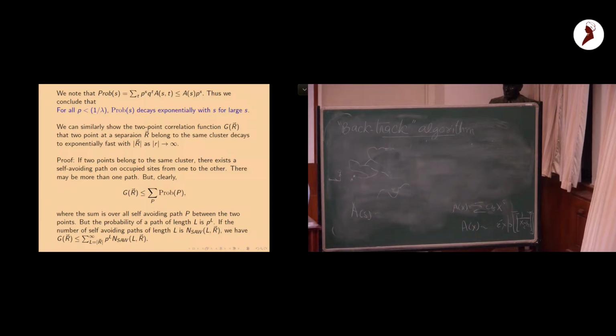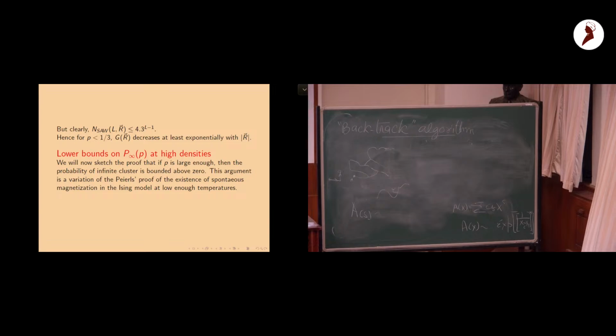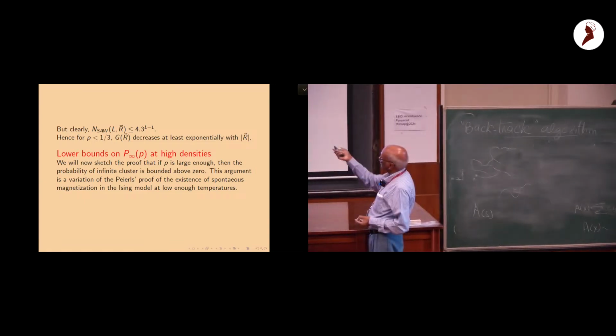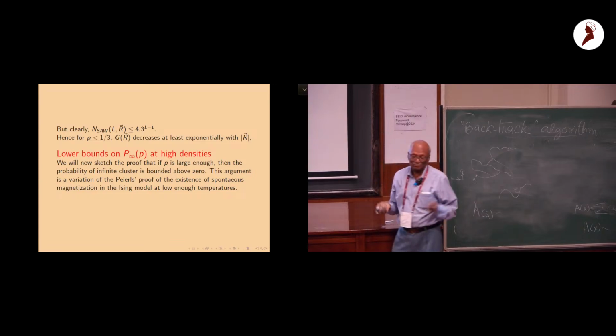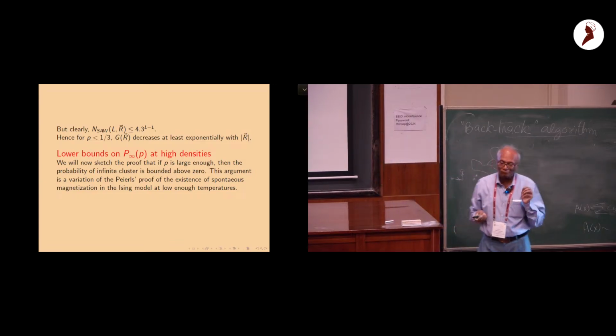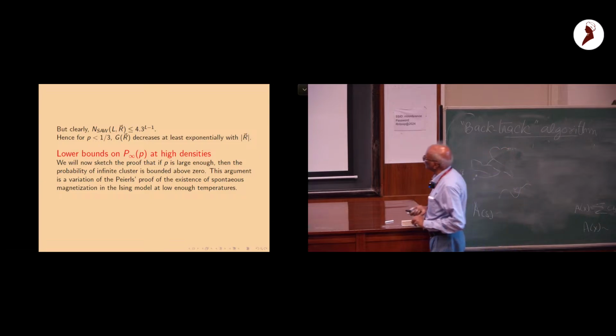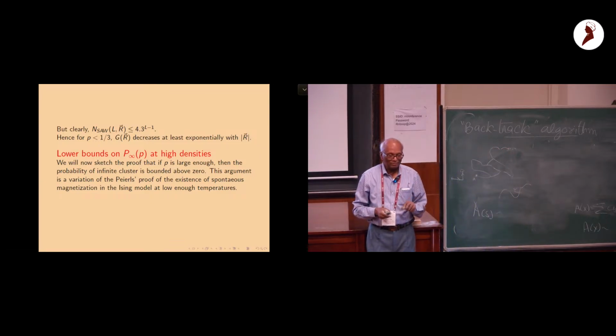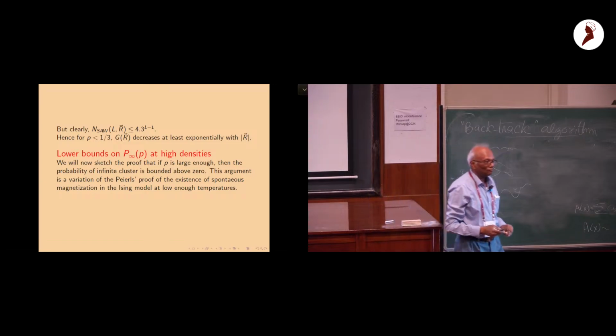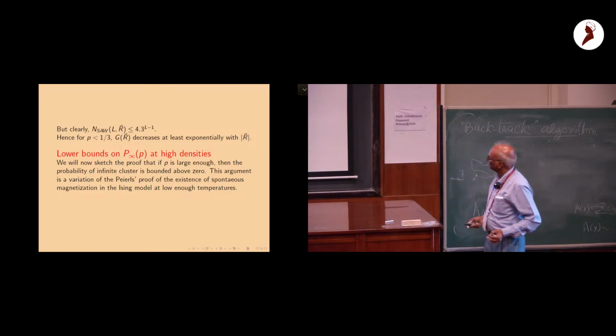So the number of self-avoiding walks I said is less than 3 to the power L. Then if P is less than 1 by 3, G(R) decays exponentially with R. That is the proof. Now we want to give this Peierls argument that if P is large enough, then the probability of an infinite cluster is bounded above 0. By which is meant I pick a point at random, and the probability that it will be connected to sites arbitrarily far away remains non-zero, positive. Okay?